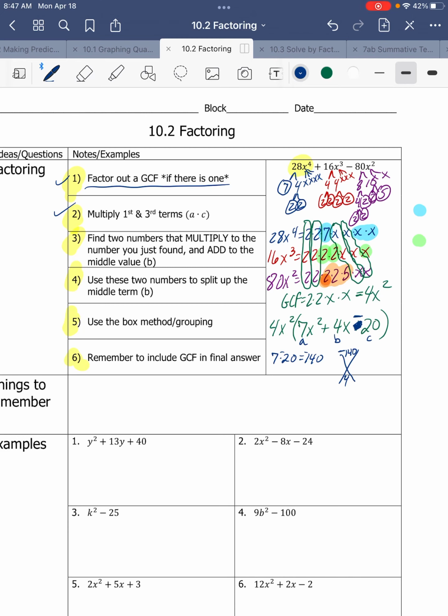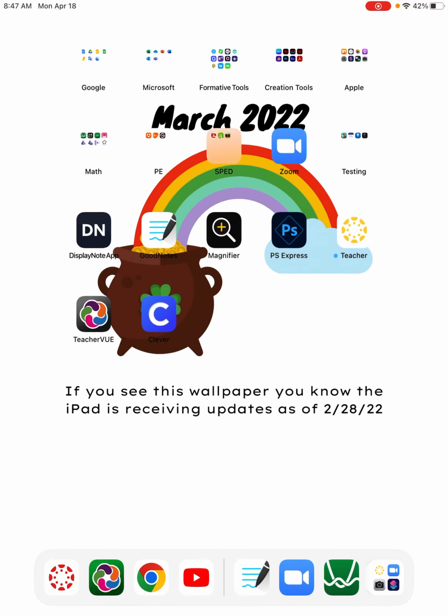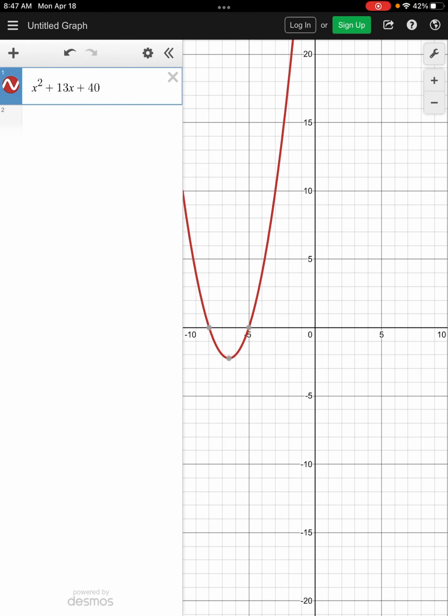Let me show you on Desmos how to get this. So it's what two numbers multiply. We don't know what two numbers they are. They're going to multiply to negative 140, and the two numbers are going to add to 4. So let's do this on Desmos quick. I actually have this all set up.